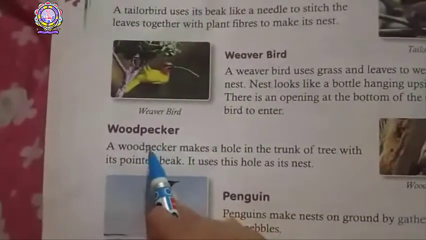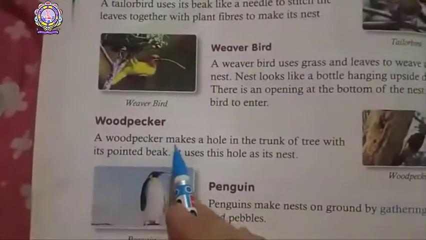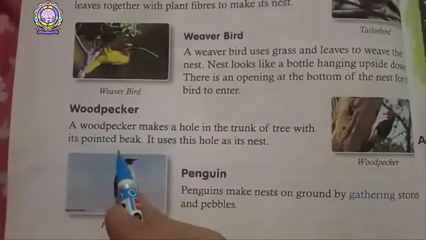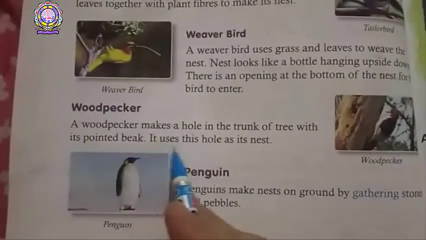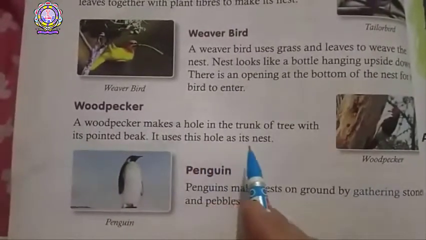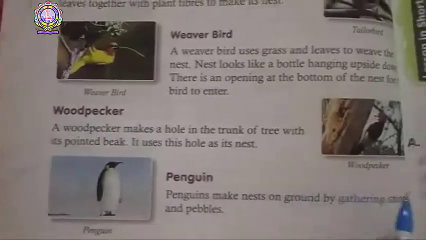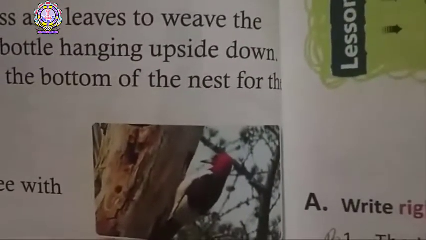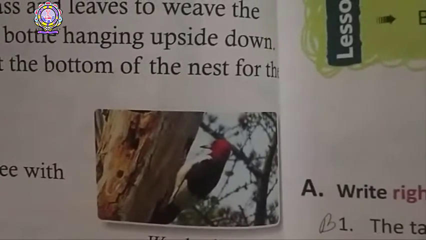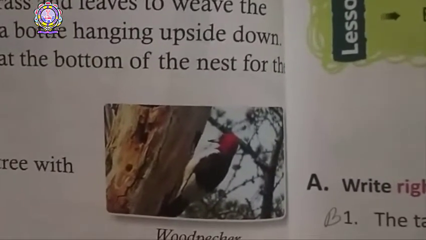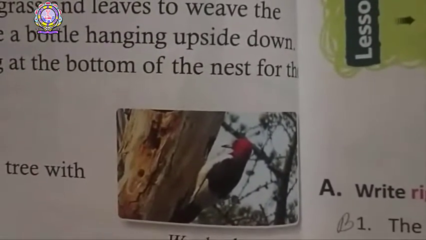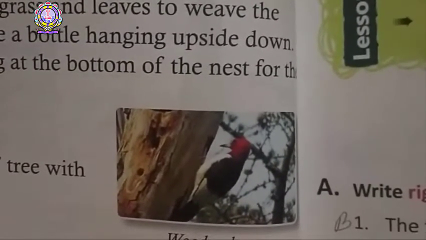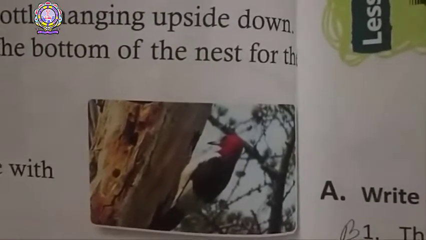Woodpecker. A woodpecker makes a hole in the trunk of a tree with its pointed beak. It uses this hole as its nest. This is a woodpecker. A woodpecker makes its nest in the hole of the trunk. They make holes to live in and to lay eggs in the trunk of the tree.